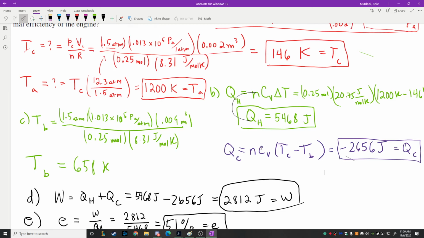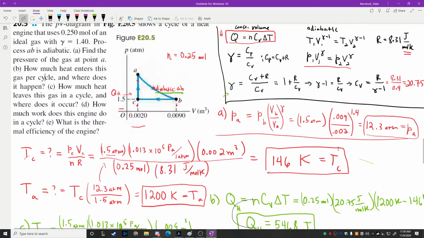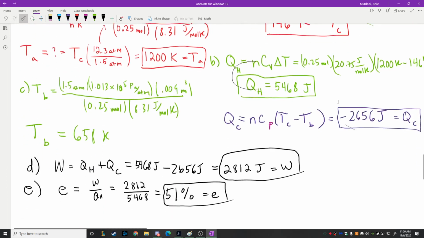Doesn't change much, but it absolutely changes the final answer. I'm really glad you noticed that. Very good point. So this should have been CP. And going back up here, I believe that if we know CV, we can just add R to it, right? Yeah, CP is equal to CV plus R.